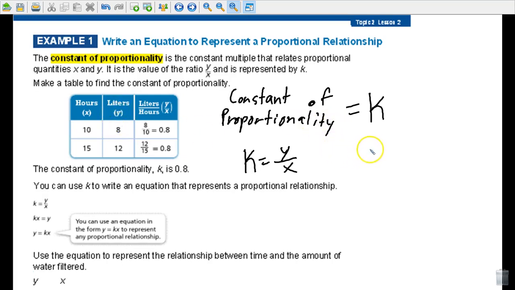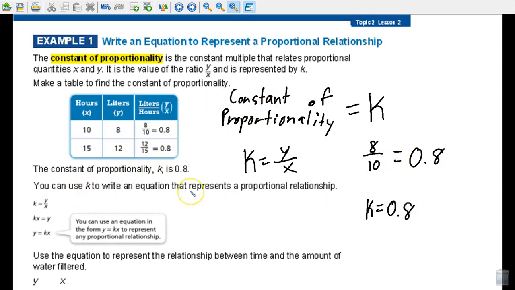Y equals 8, and then x equals 10. So it's 8 over 10. Boom. We simplify it to 4/5, or they just do it as a decimal and they get it as 0.8. So now I see it, and then I do it again. 12 over 15 will end up equaling 0.8. So in this example, K equals 0.8.